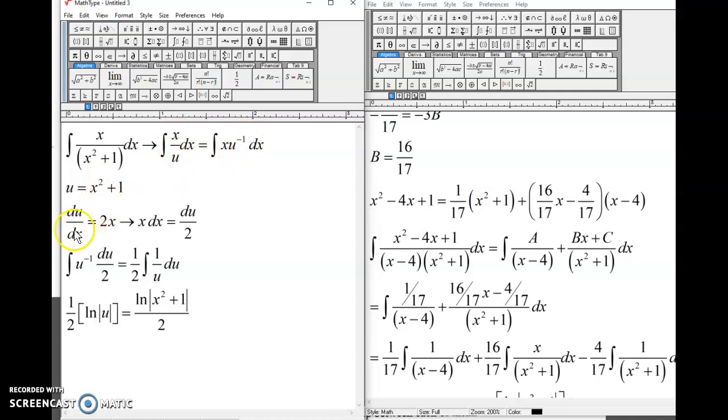And then we should change everything into u terms. So I did get u to the negative 1 du over 2. So I pull out the constant 1 over 2. 1 over u will be ln u. So ln u, substituted back, we'll get ln of x squared plus 1, over 2. Okay, so this is the integration for this one.